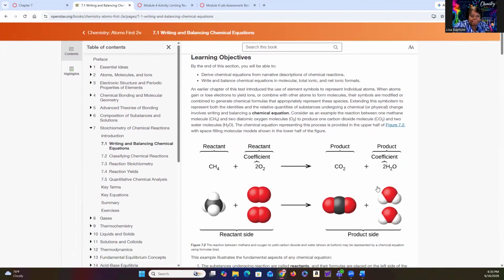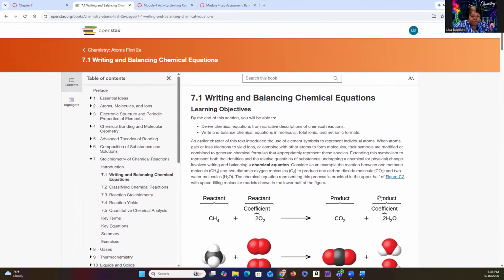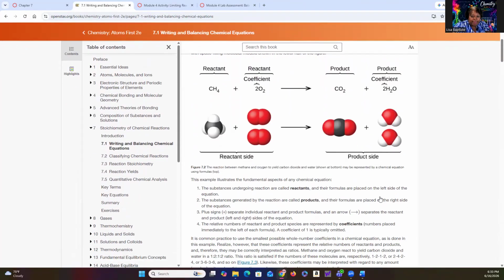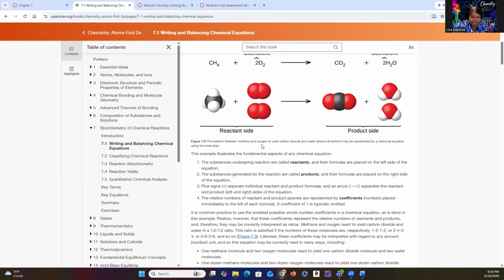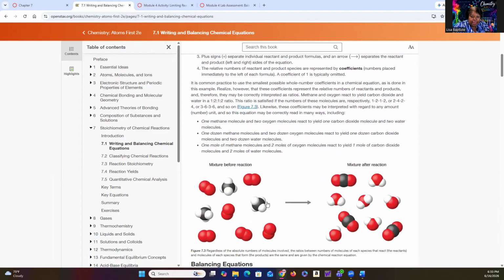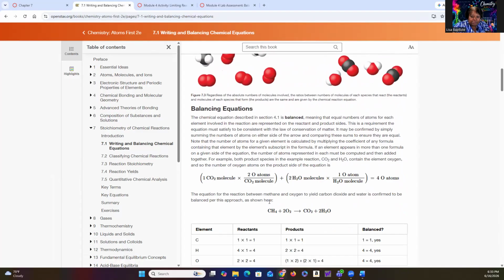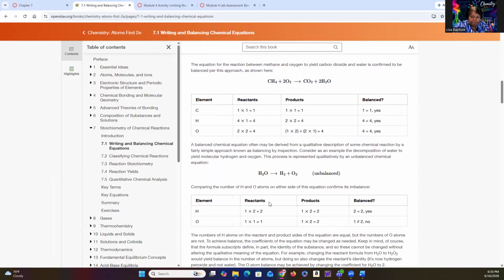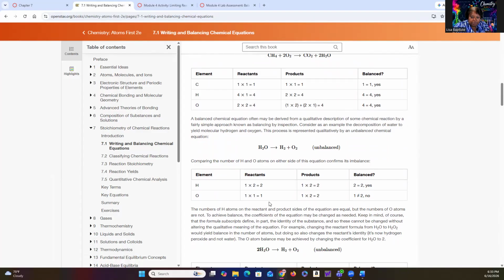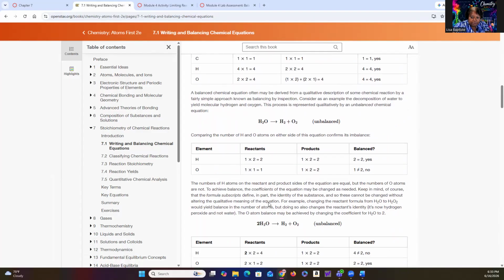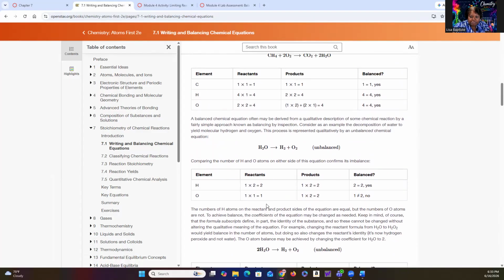And so I want to go through with you writing and balancing chemical equations. This is a step-by-step process of what you're doing. And so you can go through that, but I want to give you an example. Let's go through. Okay, let's look at this first example. So the first thing you want to do is first determine if your reaction is balanced or not.